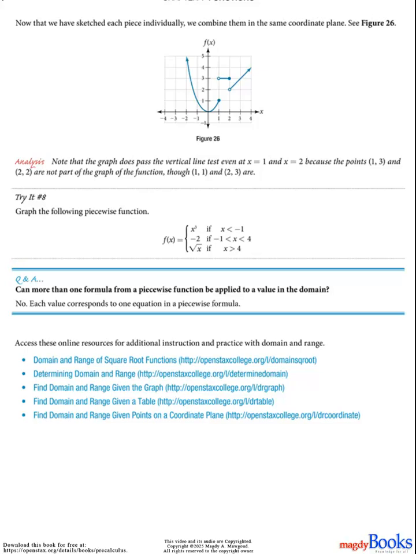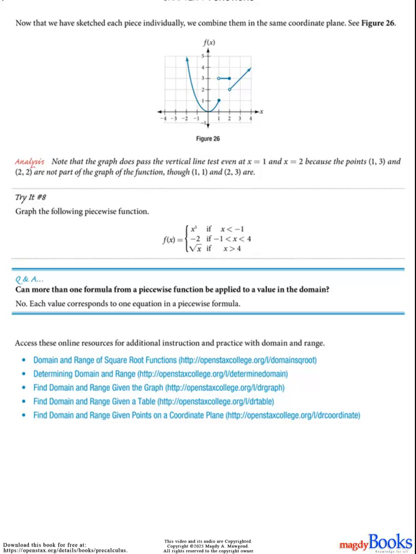D. Analysis. Note that the graph does pass the vertical line test even at x equals 1 and x equals 2 because the points (1, 3) and (2, 2) are not part of the graph of the function, though (1, 1) and (2, 3) are.